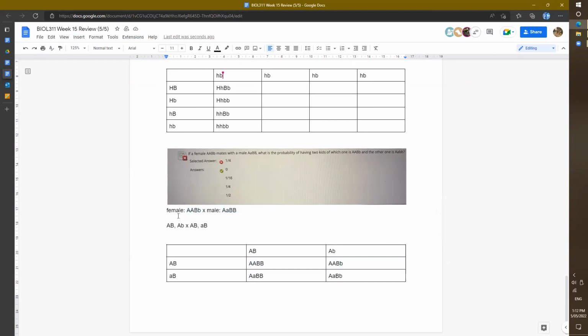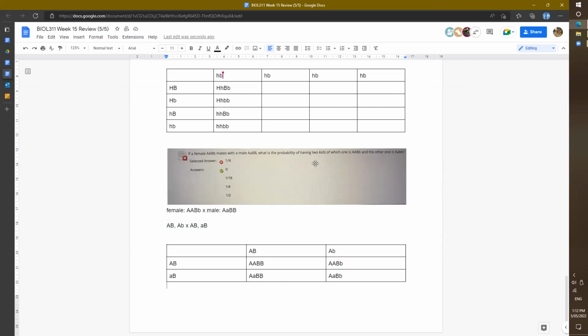We found this out by articulating what gametes could possibly come from these parents in the first place. And then we crossed the gametes to get these resulting genotypes. And so what we're looking for is, what is the probability of having 2 kids in which one is AABB, so homozygous dominant at the first locus and heterozygous at the second locus, and the other one is AA, or homozygous at the first locus and homozygous recessive at the second locus. So what we do is find the individual probabilities of this event happening and then this event happening.